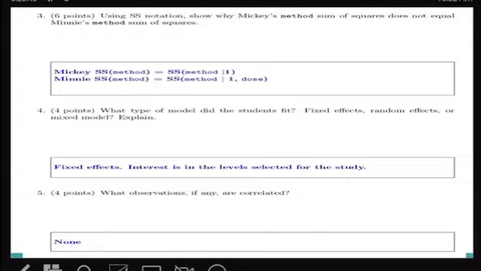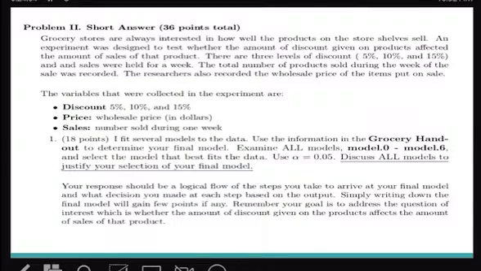We have the assumption that observations are selected using the principle of randomization, and the groups we're comparing are independent. That was why I said none. Now, that is the end of problem 1.